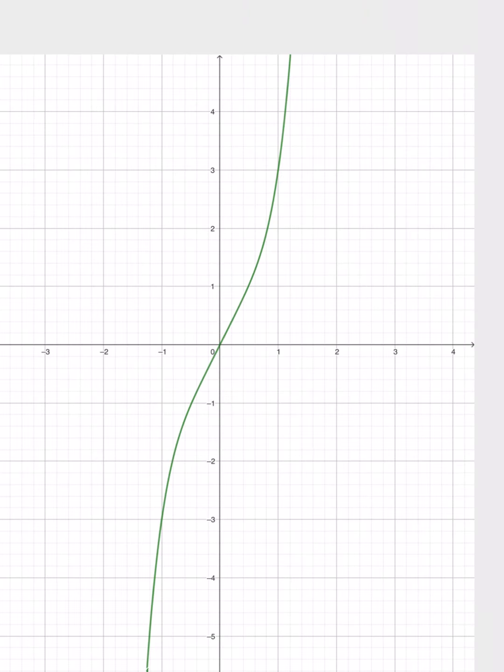I typed this into GeoGebra, there's the graph, and so if you think about it, no matter where you're at on the graph, you're always increasing. You get that little weird point right there, but still, the function's always increasing. So our algebra aligns with what's going on in the graph.